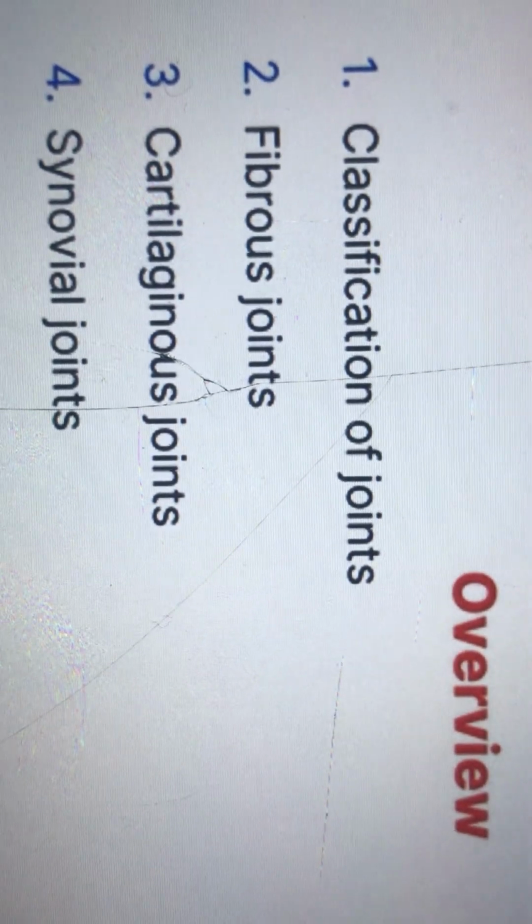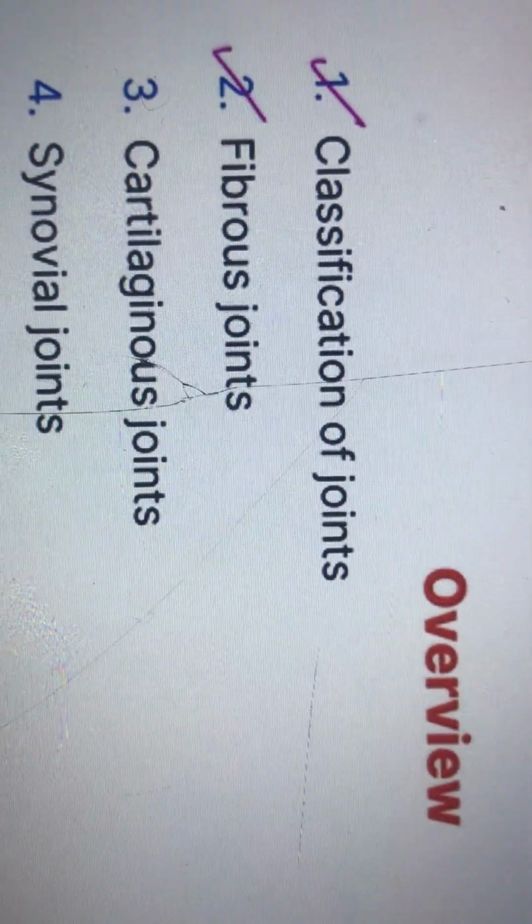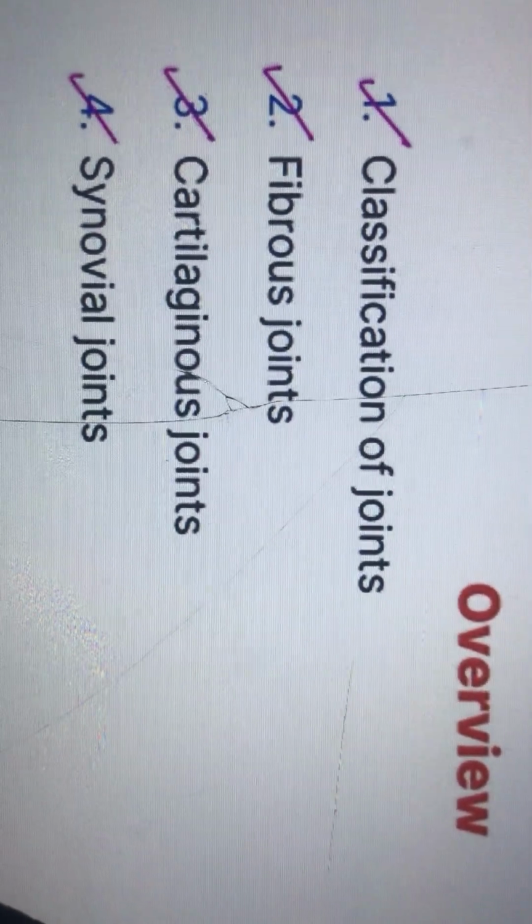We will learn about joints under these following headings. First, we will see the classification of the joint. Then, we will talk in detail about the fibrous joints, its types, and then examples. Then, cartilaginous joints and synovial joints. So, let's begin with trying to understand the classification of joints.